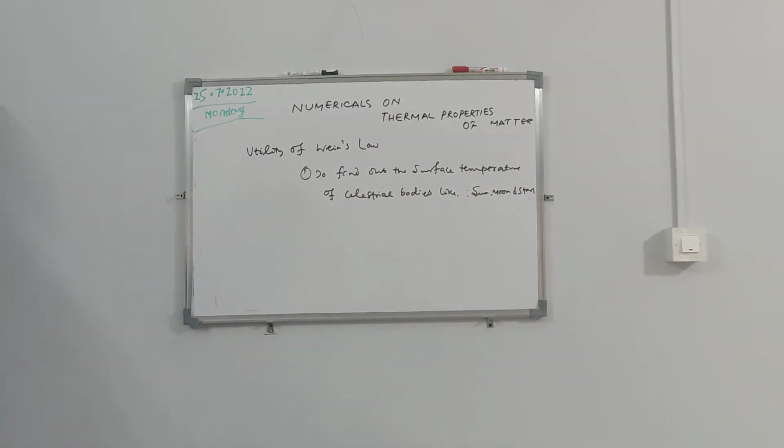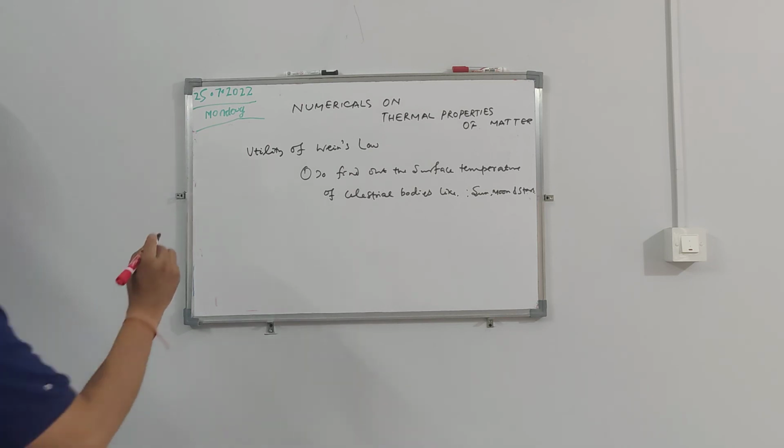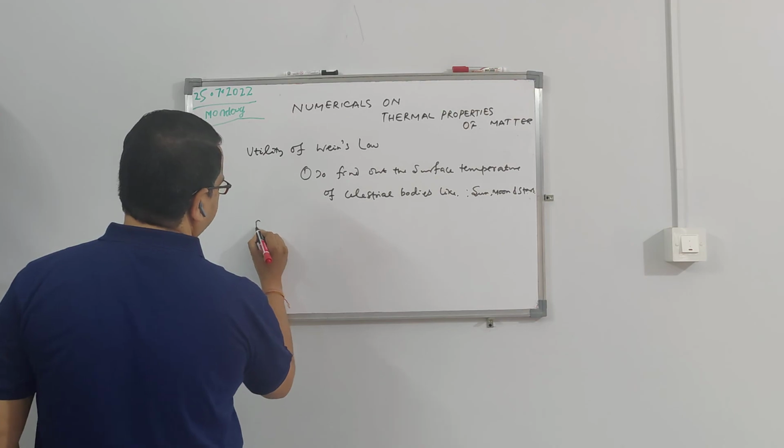So how do they find out? Let us say I want to find out the surface temperature of the moon. So let us solve one numerical.